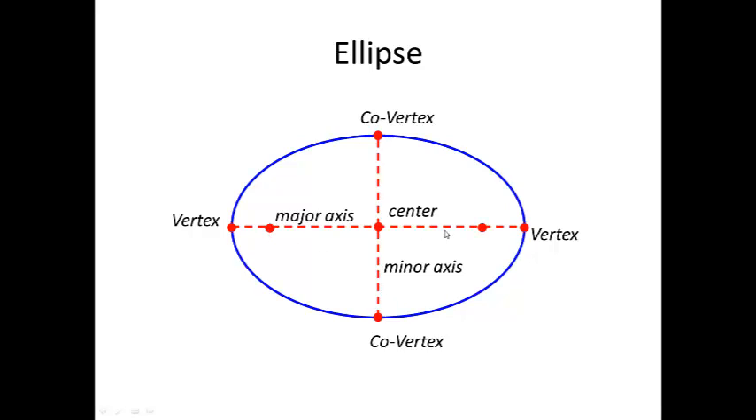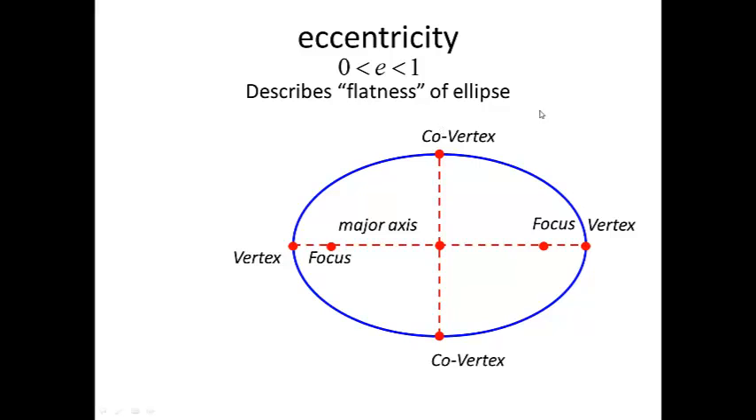We have 2 focus points where the nails would go if you're trying to draw that with a piece of string. Okay, those are my 2 focus points. The foci are always on the major axis. They can never be on the minor axis.